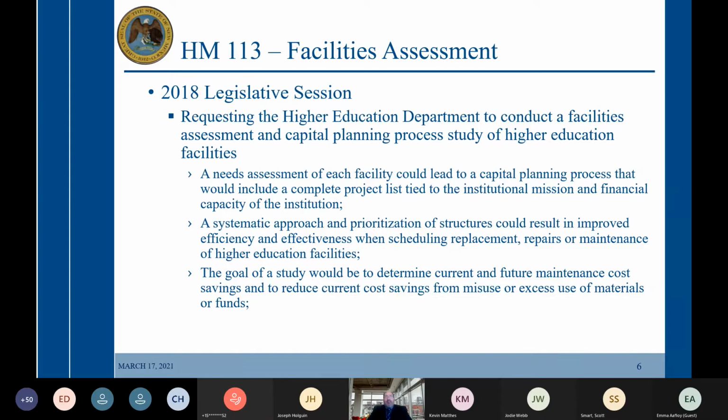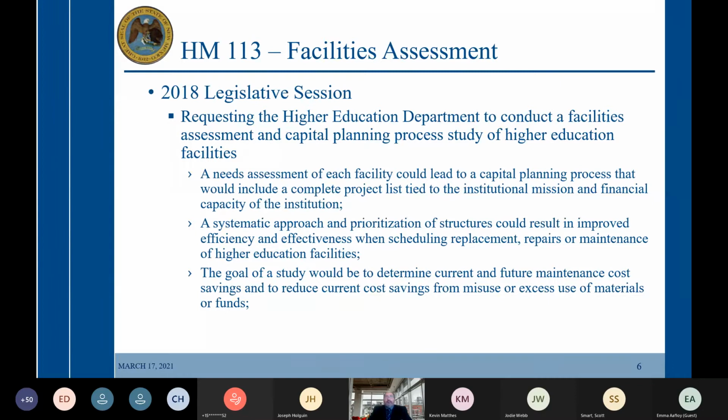I've bulleted some of the items that were in that House Memorial of what the legislature was requesting that we do. They mentioned a needs assessment of each facility, that it could lead to a capital planning process that would include a complete project list tied to the institutional mission and financial capacity of the institution. It also asked for a systematic approach and prioritization of structures that could result in improved efficiency and effectiveness. And then the last thing that the House Memorial mentioned was the goal of the study, which is to determine the current and future maintenance cost savings and to reduce current costs from misuse or excess use of materials or funds.